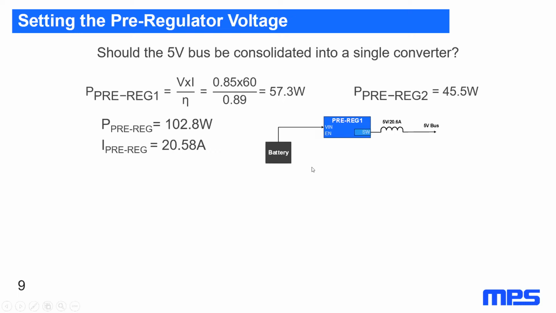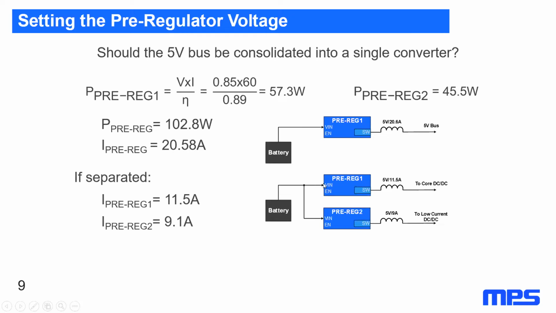Here is the topology that we are proposing. The battery voltage is supplied to the pre-regulator, only one stage, which delivers 5 volts and 20.6 amps. Another option would be to separate the high current domain and the low current domain. So instead of having a single converter, we have 2 converters delivering each 5 volts, but one is delivering 11.5 amps and the other one is delivering 9 amps.